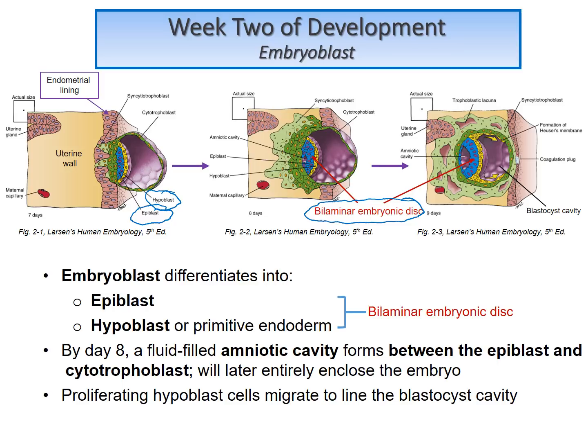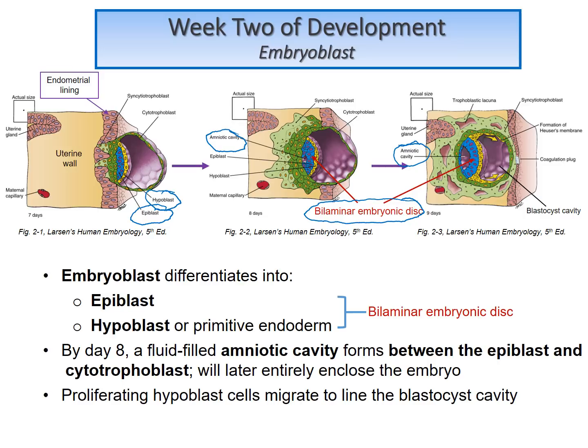With its formation, the dorsal-ventral axis of the embryo is established. That is, the epiblast is dorsal and the hypoblast is ventral. By day 8, a new fluid-filled cavity forms between the epiblast and the overlying cytotrophoblast, called the amniotic cavity. By the 8th week, this cavity will entirely enclose the embryo.